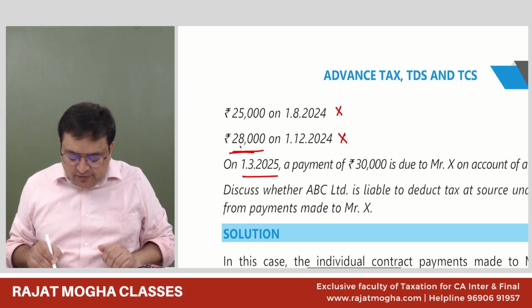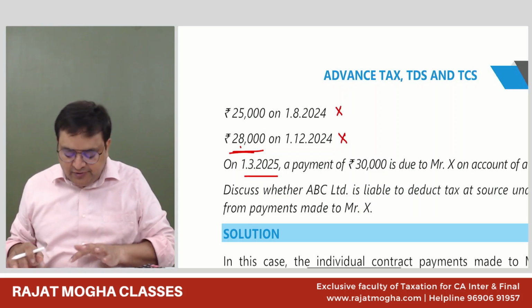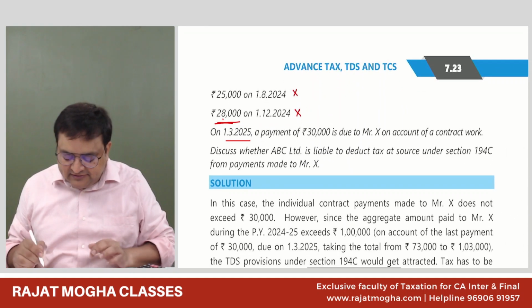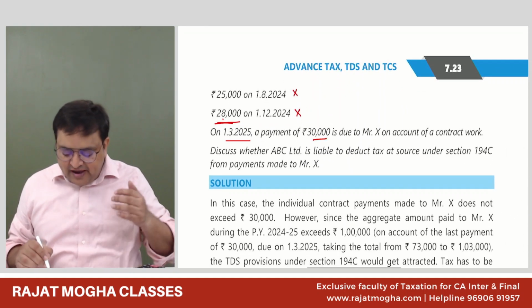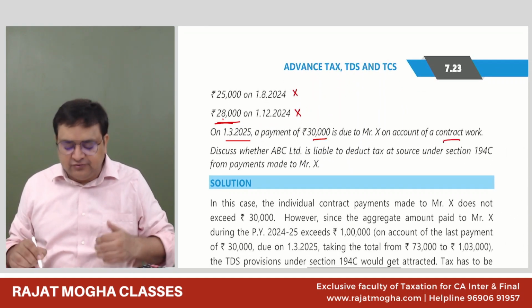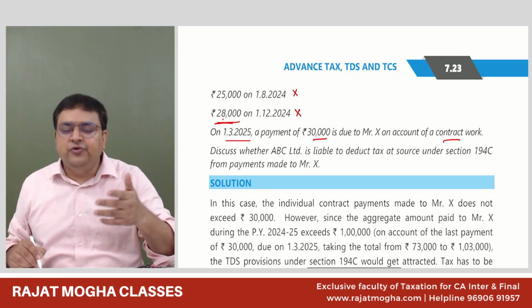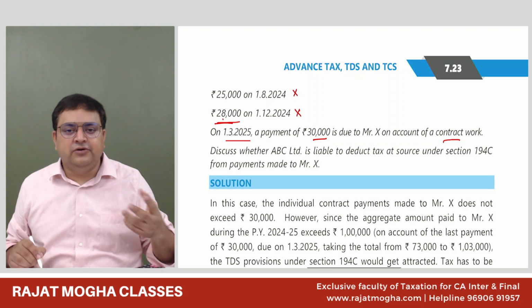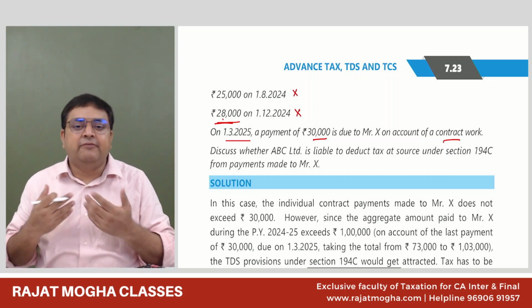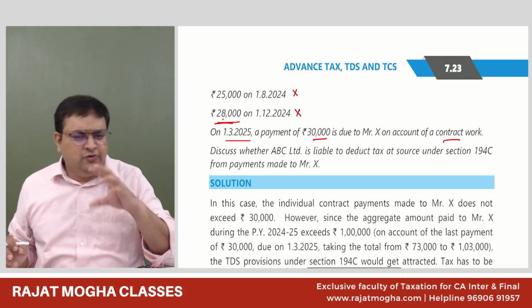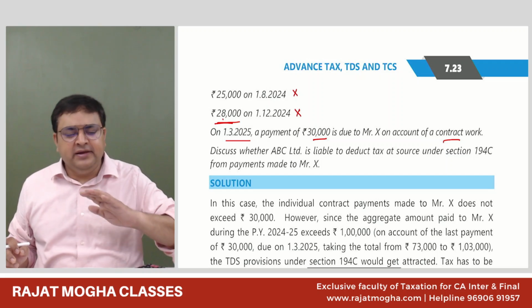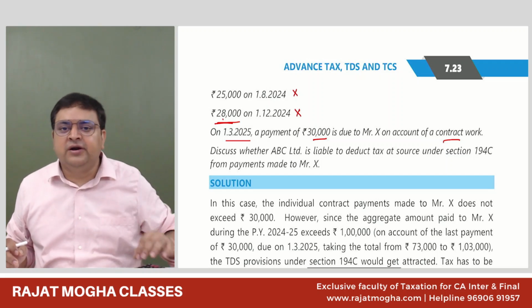Now on 1/3/2025, on 1st March 2025, a payment of 30,000 is due to Mr. X. So we have to pay on account of the contract work. So we will be paying, or it is getting due. You understand 194C applies at the time of payment or at the time of credit, whichever is earlier. You don't have to worry about this. Simply, if it is getting due also, you have to deduct the TDS.